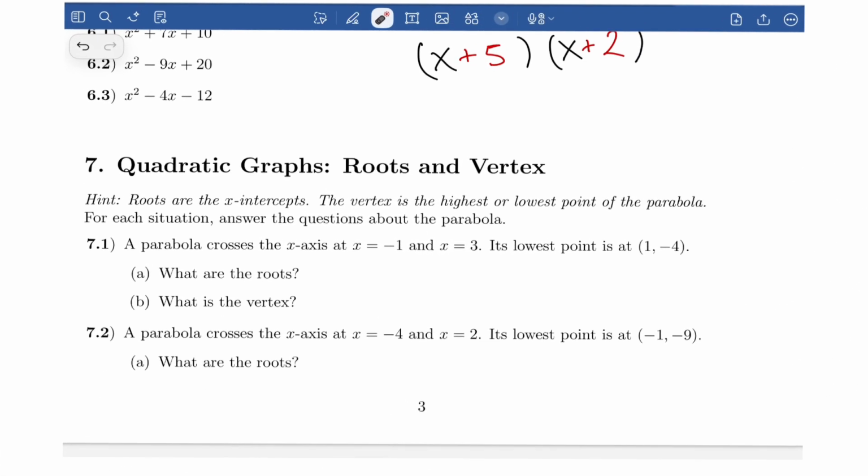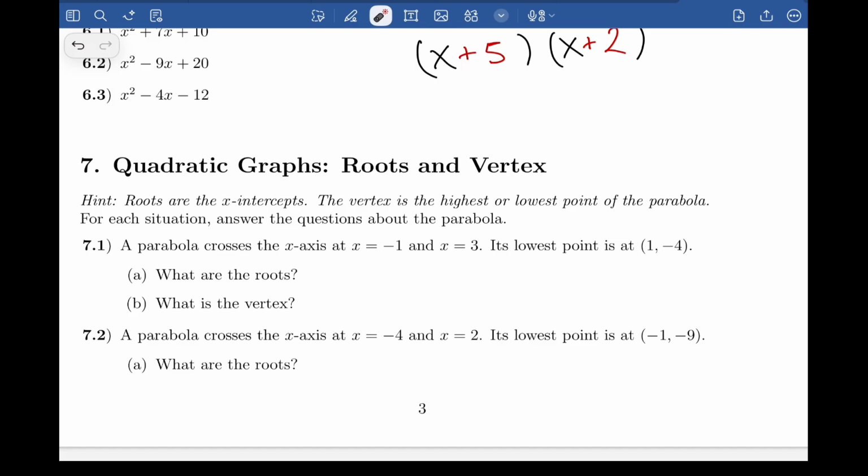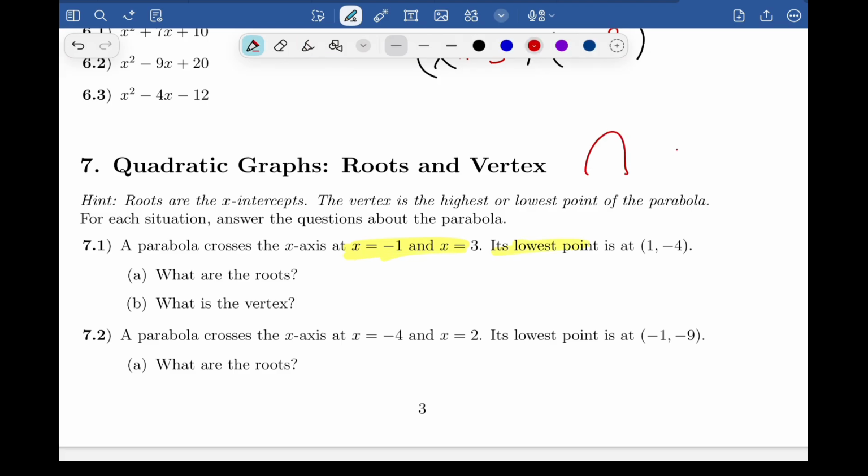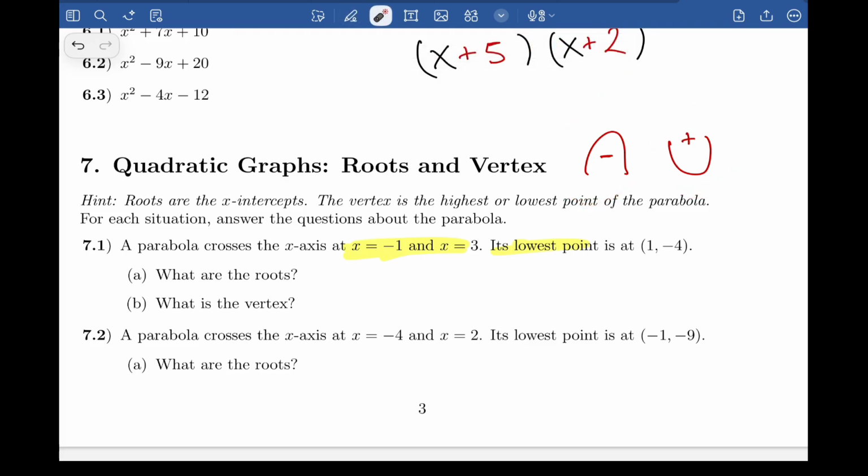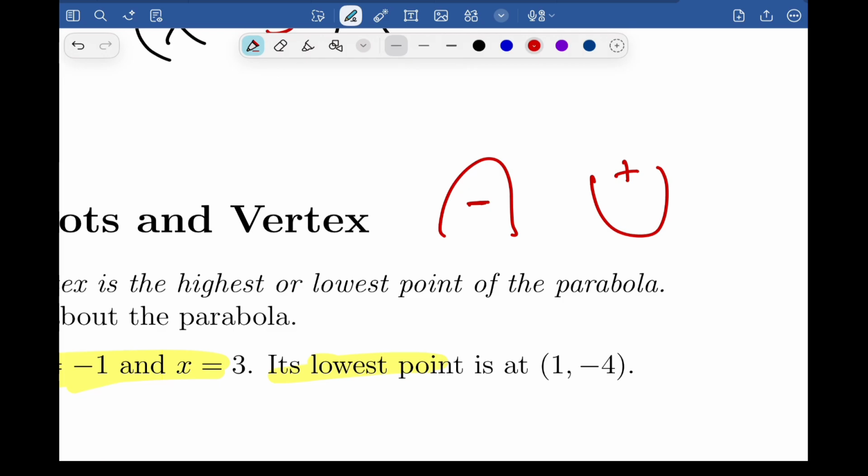This is identifying the roots and vertex, because here is something super easy because we have a parabola that crosses the x-axis at x equals minus 1 and x equals 3. Okay, so we have this information. We need to remember that when we have these two shapes, this is when the parabola is negative and this is when it's positive. Okay, so we can say opens up and opens down. When we have this situation, this is a maximum, the vertex, and this is a minimum.